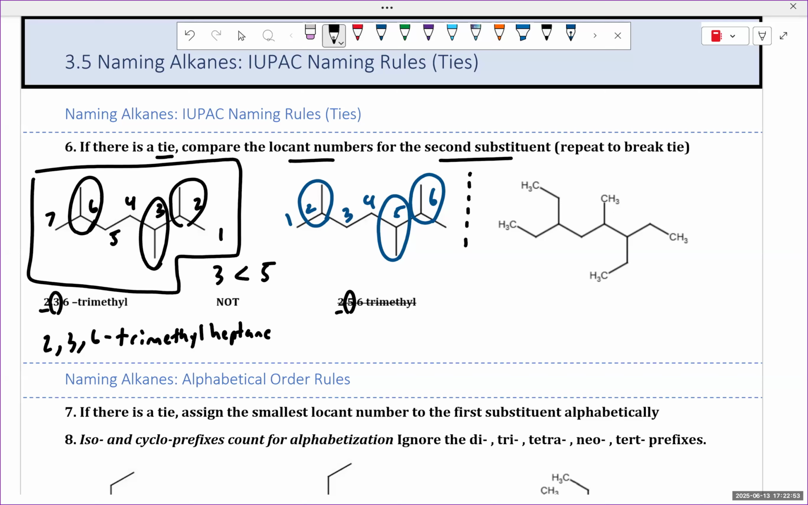Let's apply what we've learned now to this structure on the right. So you may want to pause the video at this time and work through the following example, and then we'll discuss momentarily.